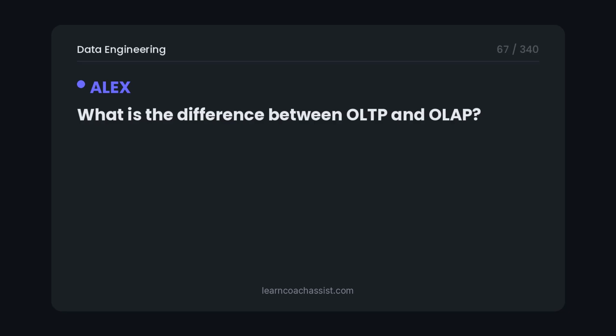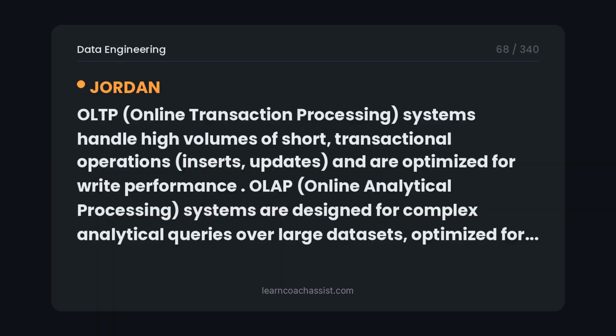What is the difference between OLTP and OLAP? OLTP, online transaction processing, systems handle high volumes of short, transactional operations, inserts, updates, and are optimized for write performance. OLAP, online analytical processing, systems are designed for complex analytical queries over large datasets, optimized for read performance. Data warehouses are OLAP systems, while production databases are typically OLTP.